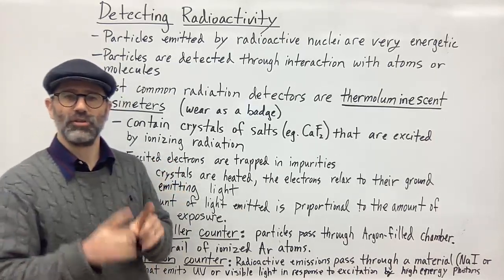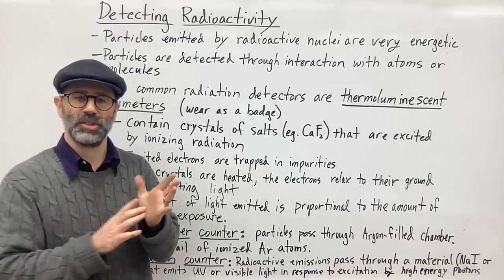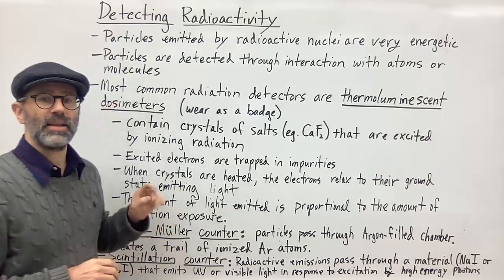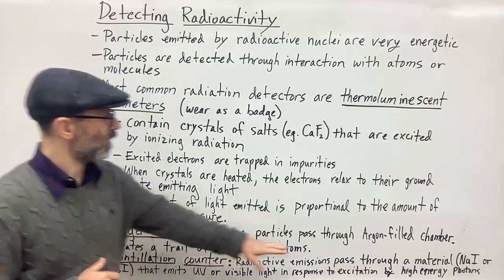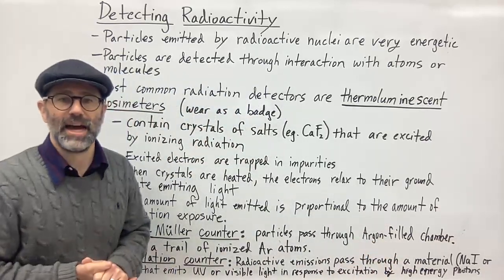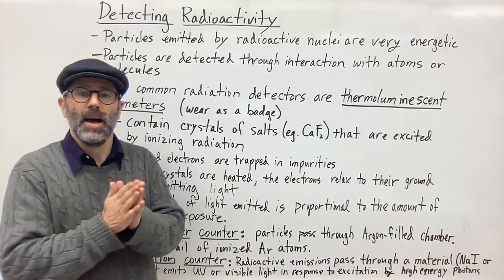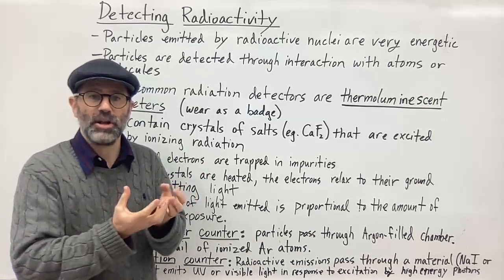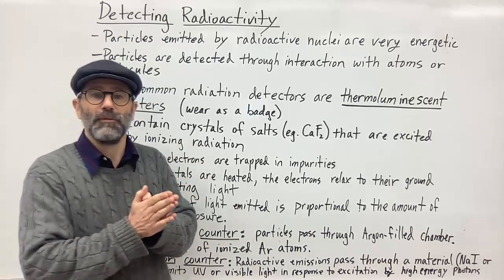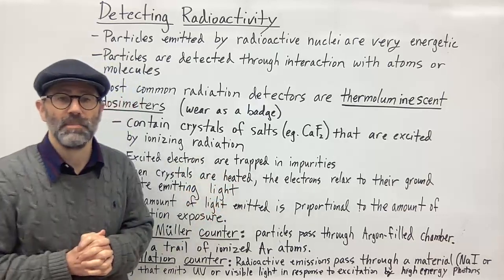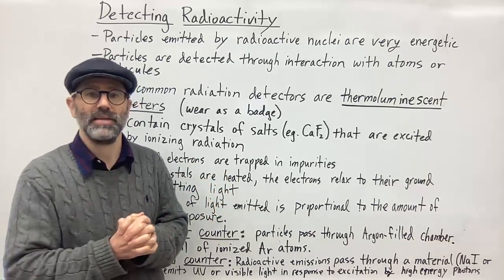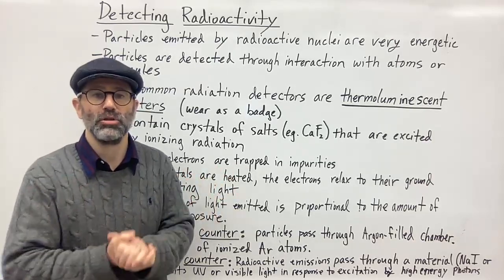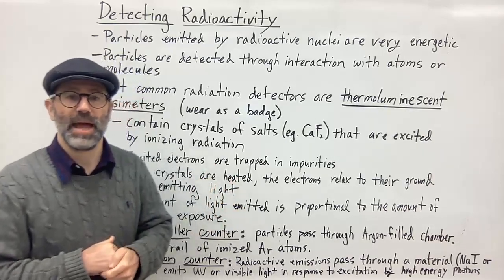In that chamber is also a wire, and there's a high voltage between the wire and the surrounding walls. So when the particle goes through the argon-filled chamber, it's going to cause the argon atoms to be ionized. Now you've got positively charged argon atoms, you've got negative electrons, and this is a high voltage area. So what's going to happen? You're going to get a current produced for a little bit of time. The electrons are going to be moving, the positive argon ions are going to be moving. That's going to cause a current, and that current is going to be picked up and detected.